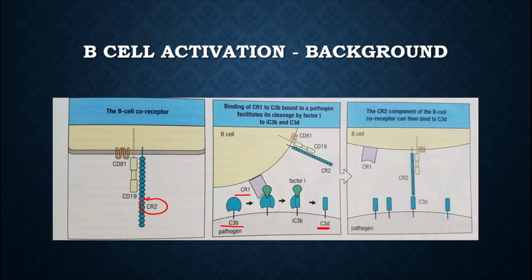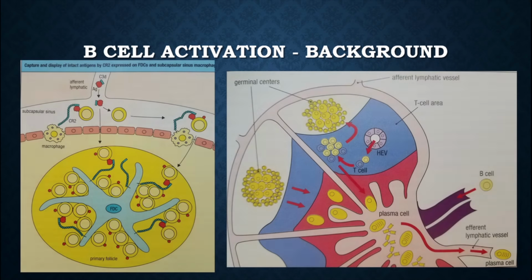Okay, so CR1, CR3, and CR4 all interact with C3b. But CR2 interacts with C3d, which requires that additional cleavage. Okay? A little bit more background.